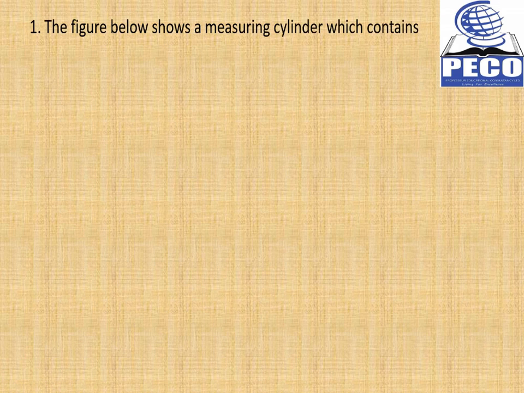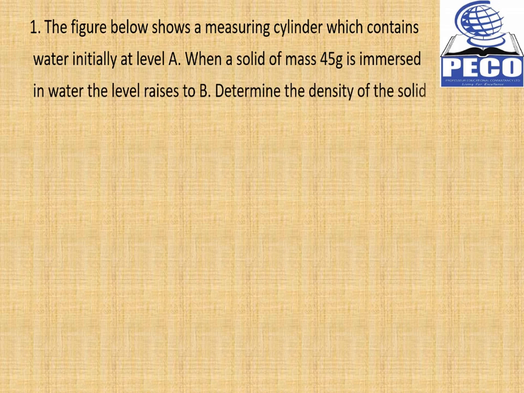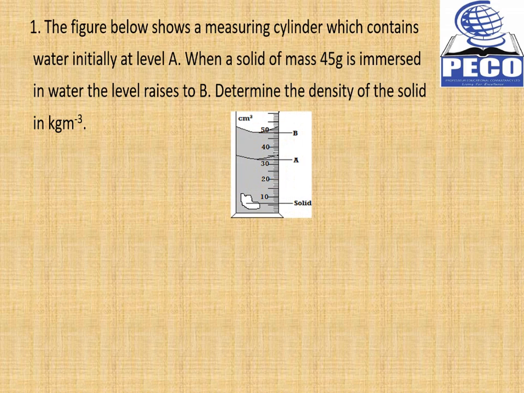Another example: the figure below shows a measuring cylinder which contains water initially at level A. When a solid of mass 45 grams is immersed in water, the level rises to B. Determine the density of the solid in kilograms per cubic meter. And this is the figure. So there is A initially, then there is B. Remember how we read the volume of a liquid in a measuring cylinder.